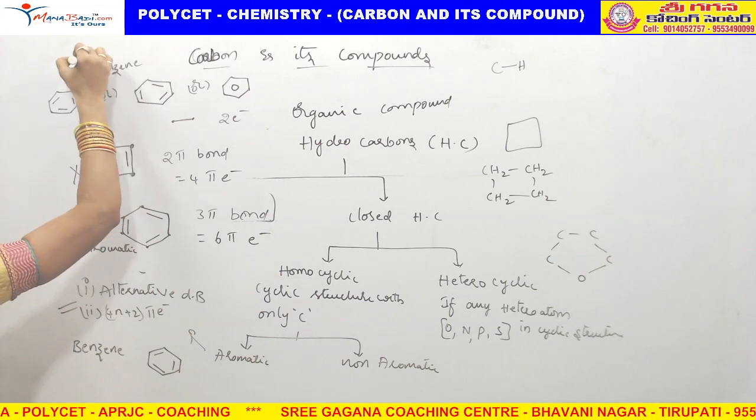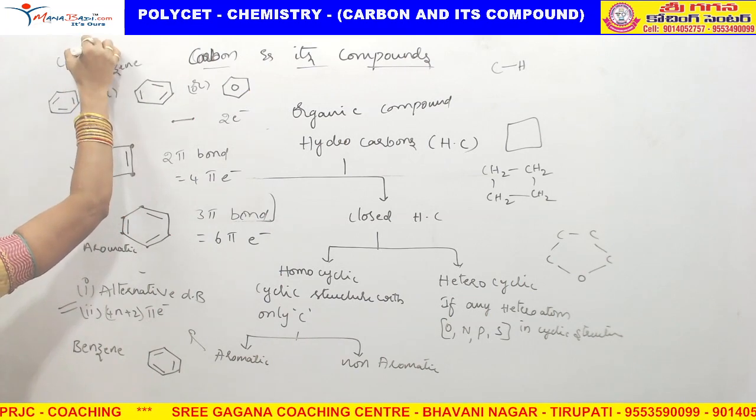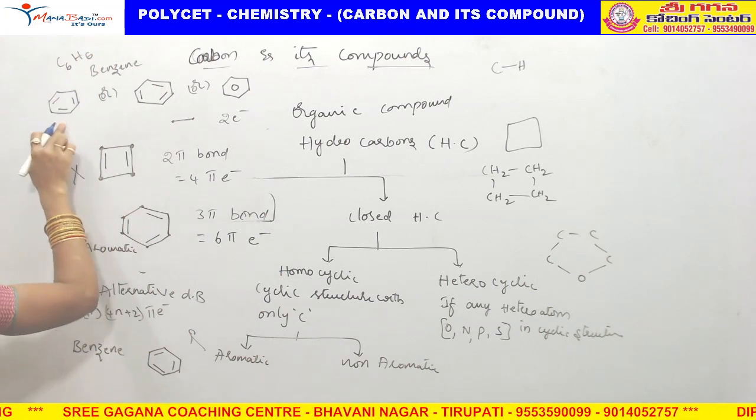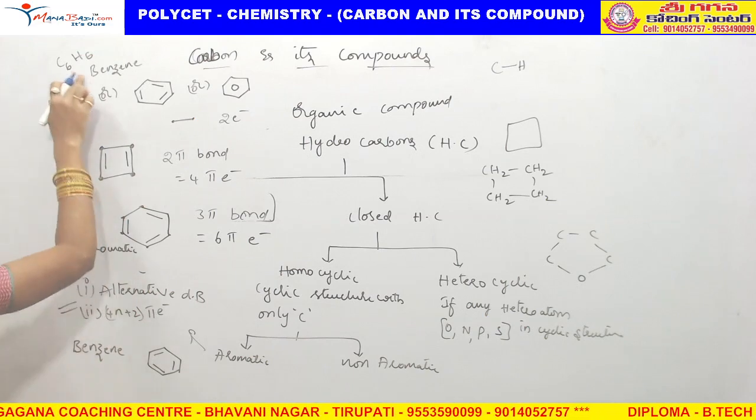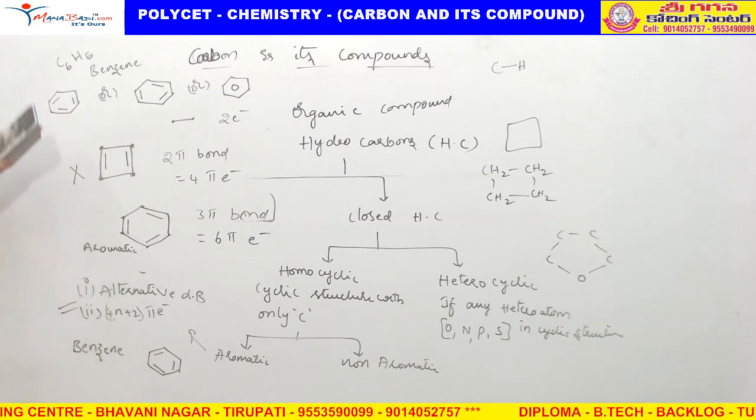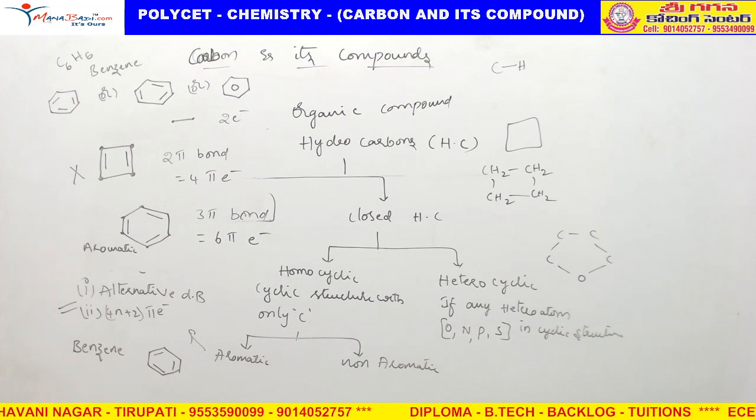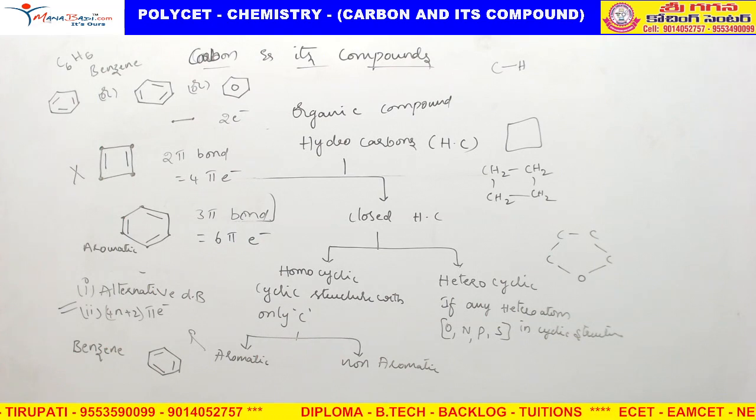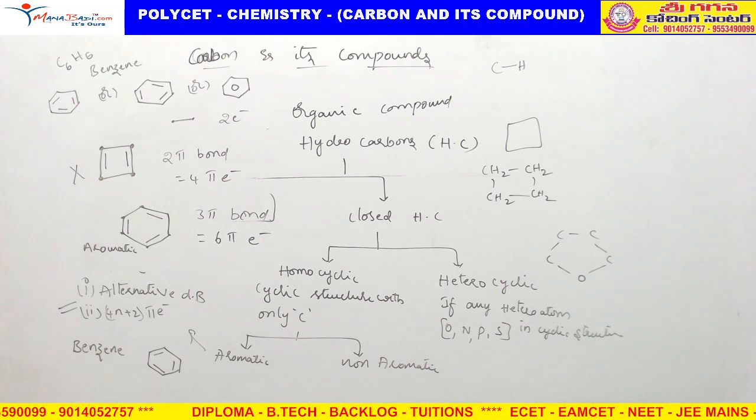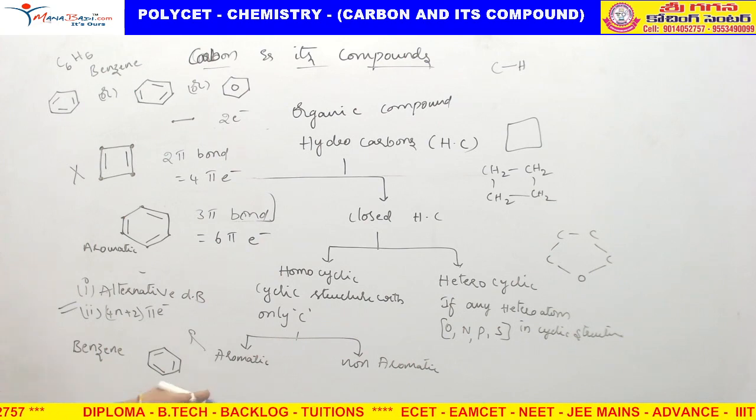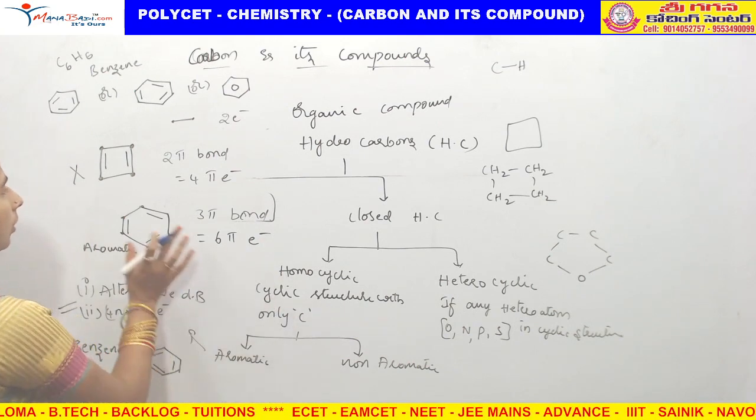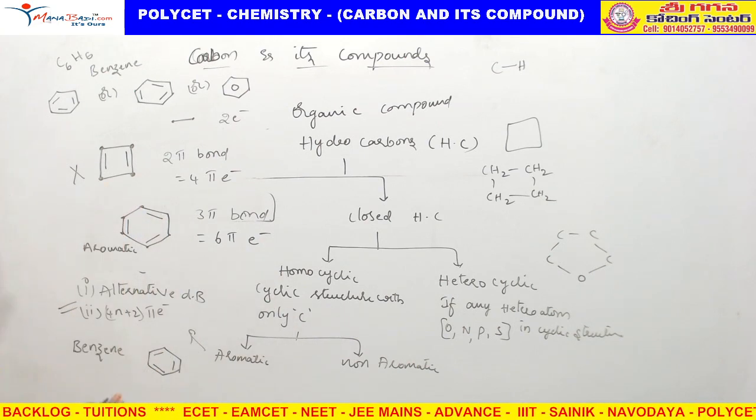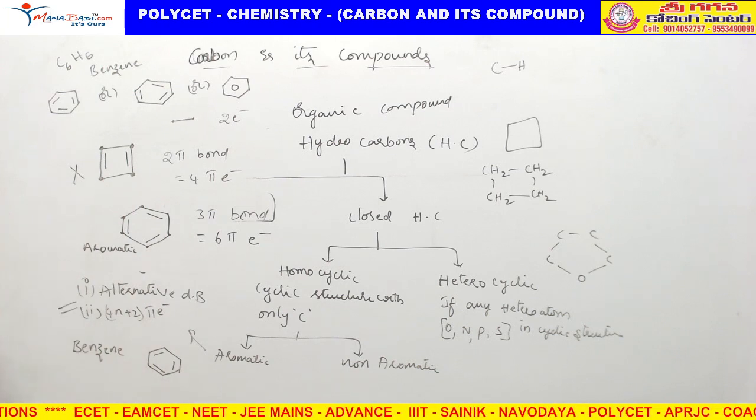These 3 structures are called benzene. The formula of benzene is C6H6, carbon 6, hydrogen 6, which we arranged like this. The structure of the benzene ring is C6H6, and these 3 are structural representations of the benzene ring, which is aromatic, and non-aromatic. This is about closed hydrocarbons.